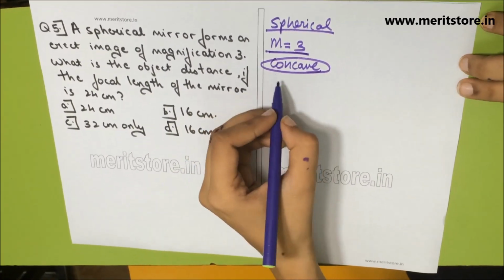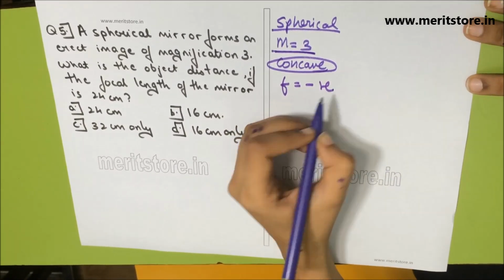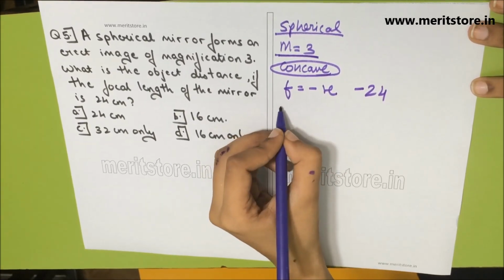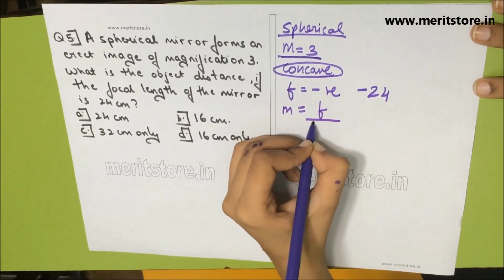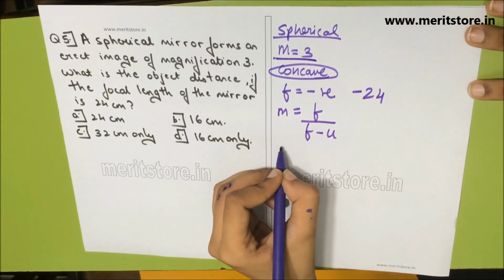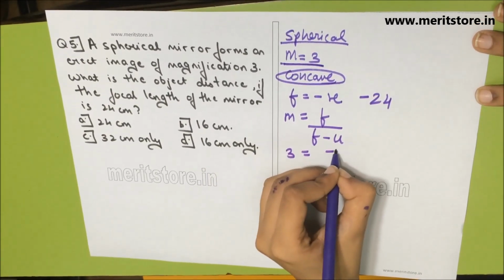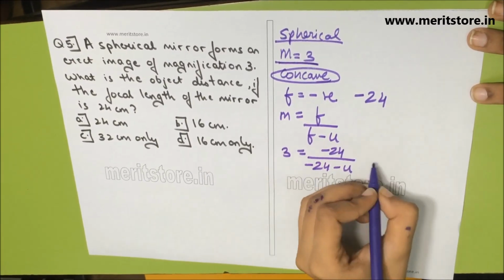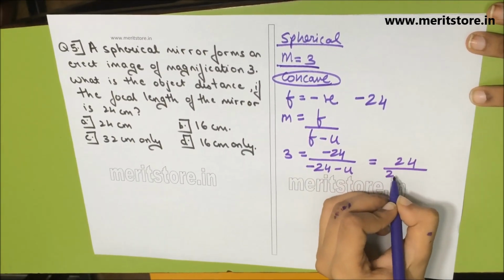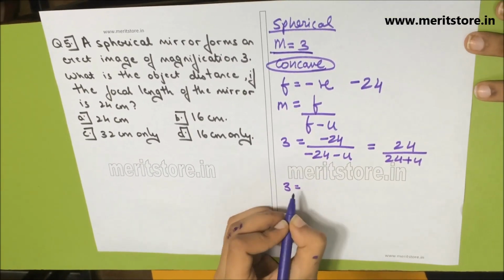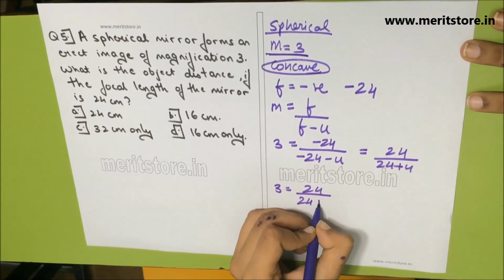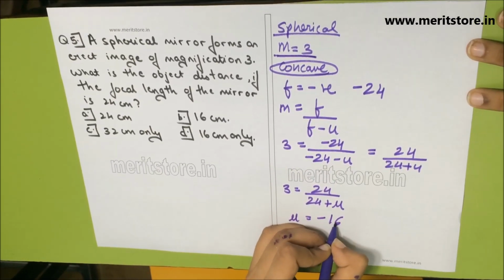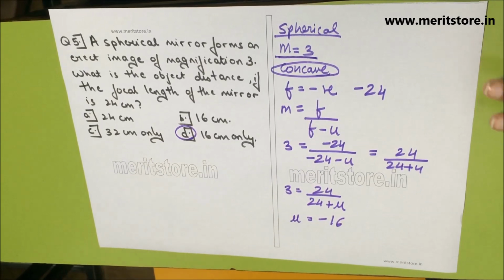In a concave mirror the focal length is negative. It is given as 24, so we will take it as minus 24. Now, using the formula m equals f upon f minus u, we have m as 3 equals minus 24 upon minus 24 minus u, that is equal to 24 upon 24 plus u. We have 3 equals 24 upon 24 plus u. Solving this, we get u equals minus 16. Thus, our answer is 16 centimeters only.